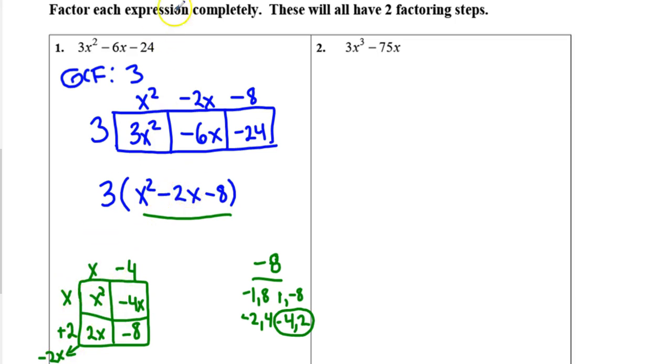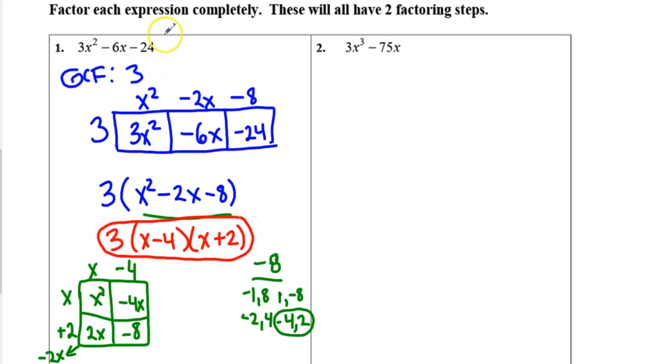And now I can write my complete factorization. So it'll be right here in red. GCF in front, and then the two binomial factors after that. Last example. Again, get as far as you can, please. Play the recording when you're ready.